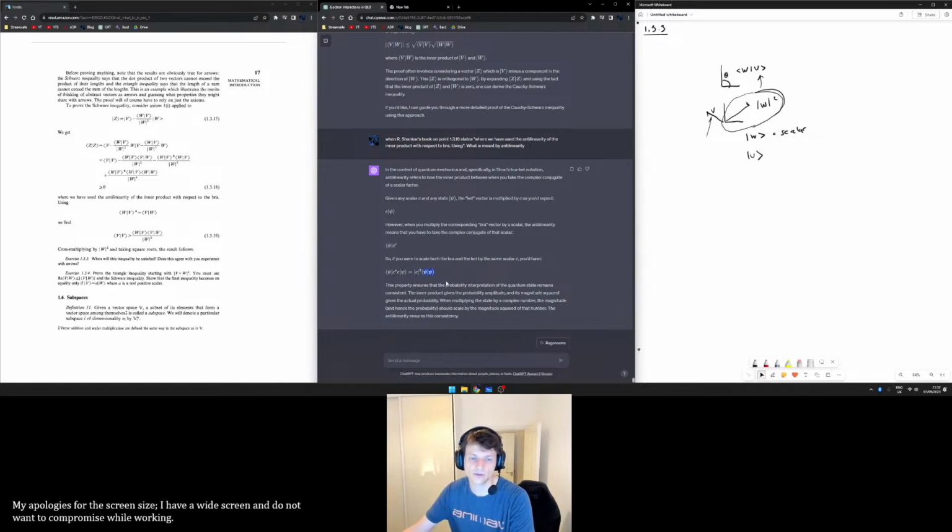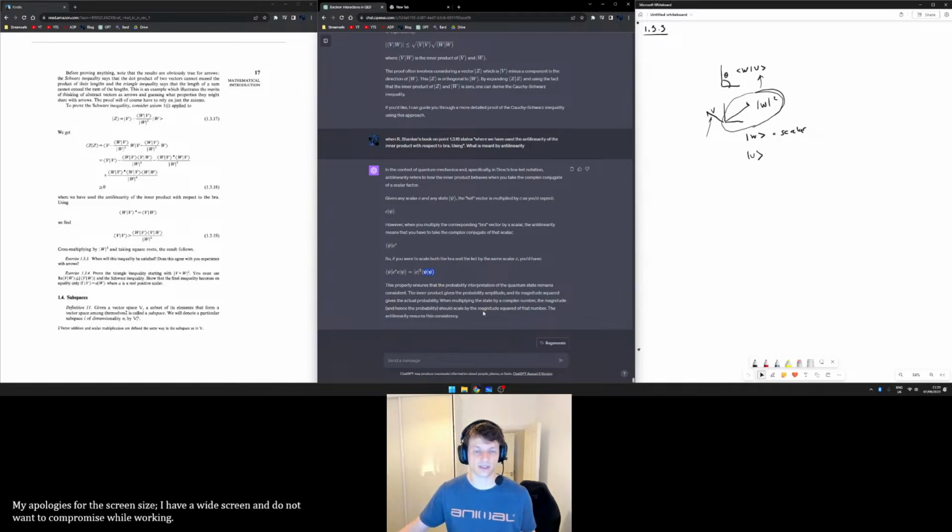This property ensures that the probability interpretation of the quantum state remains consistent. The inner product gives the probability amplitude, and its magnitude squared gives the actual probability. When multiplying the state by a complex number, the magnitude, and hence the probability, should scale by the magnitude squared of that number.